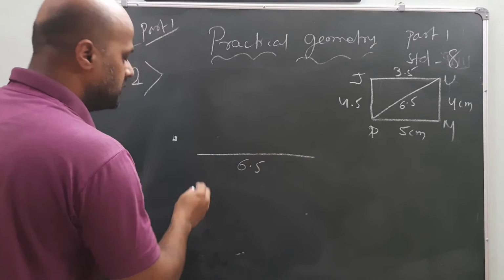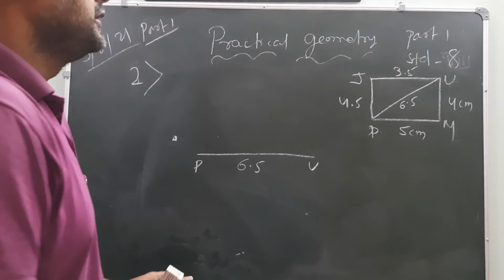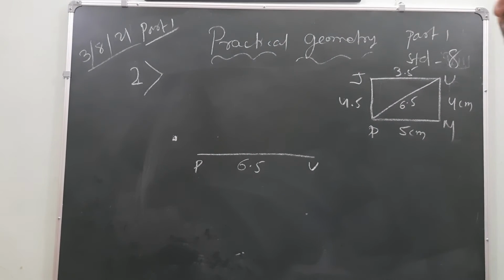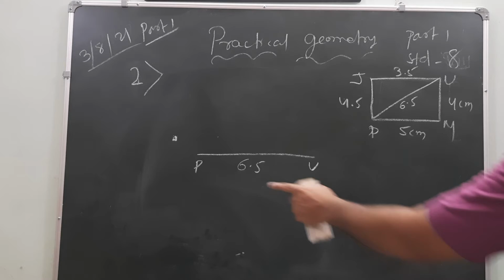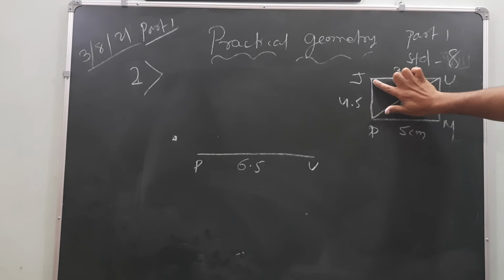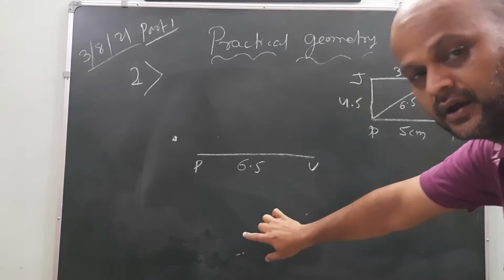6.5. It is PU or UP, whatever you can take. Now I am taking PU here. Understood, my dear friends? If I put PU from this side, P is the static point. That's why I am going to see from this side. PU. Then which one is coming on the top? J will come on the top, and M will come down.